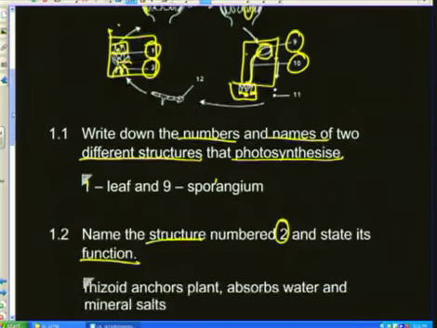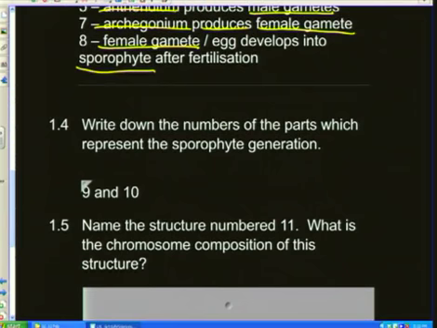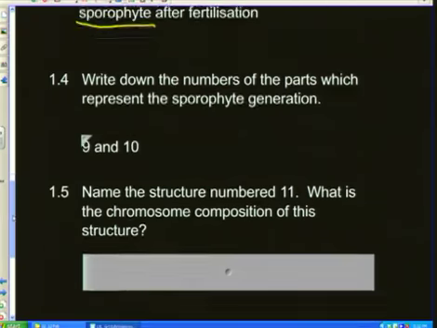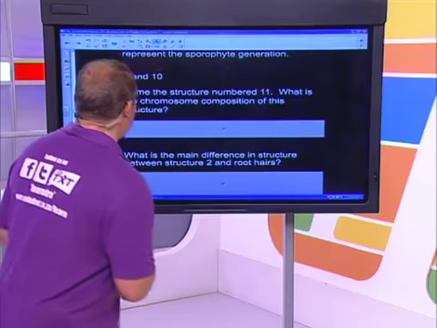Okay, so let's bring it down and have a look. That's it. It is 9 and 10.